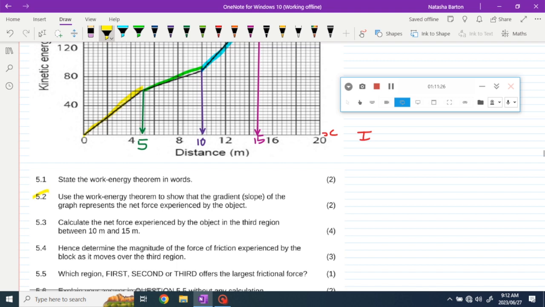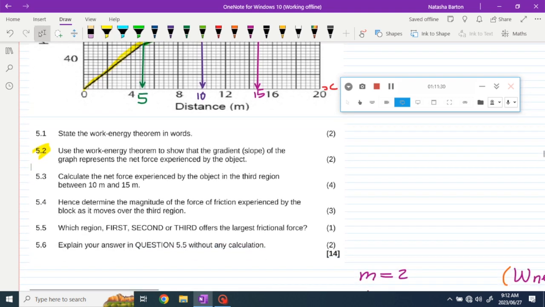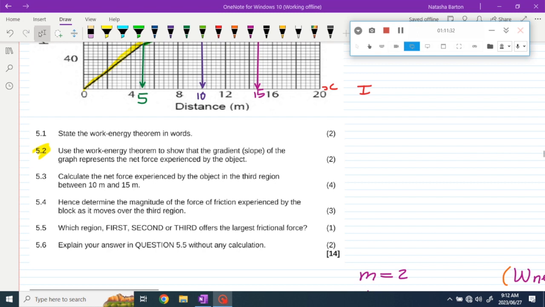We've done so before, so I'm going to skip it, and go to 5.2. A very unique problem, because I haven't seen in past papers them asking me to prove something. They say use the work energy theorem, at least they've given you a hint, to show that the gradient of the slope represents the net force. Okay, this is actually a proof.